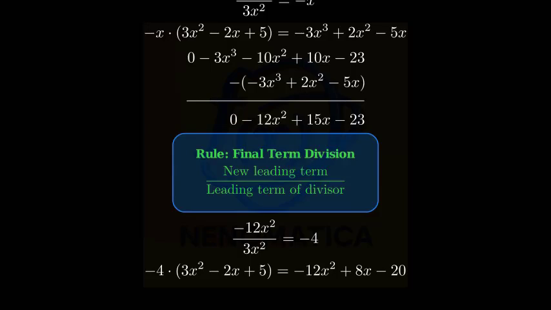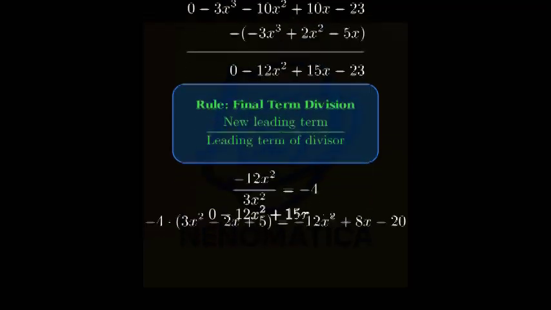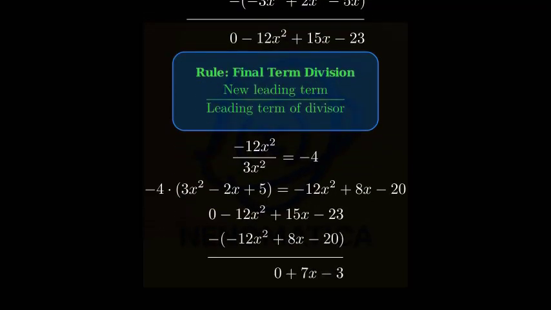Negative 4 times negative 2x equals positive 8x. Negative 4 times 5 equals negative 20. Now, we subtract this result from our current remainder. Negative 12x squared minus negative 12x squared equals 0. 15x minus positive 8x equals 7x. Negative 23 minus negative 20 equals negative 23 plus 20, which is negative 3.